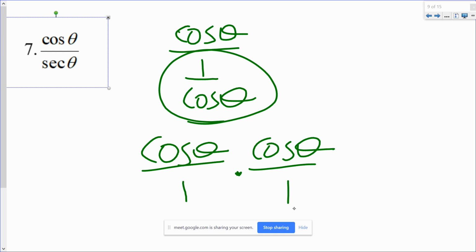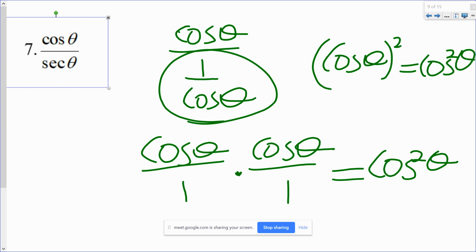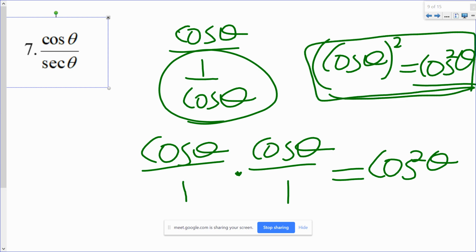Now, cosine of theta times cosine of theta is cosine squared theta. For whatever reason, you're like, well, Mr. Schlansky, why isn't it cosine of theta squared? It is. We just write it with the squared in front of the theta. I do not have a good reason why, but these mean the same thing. We usually denote it that way. The answer would be cosine squared theta. When you're dividing by a fraction, keep, change, flip: multiply by the reciprocal.